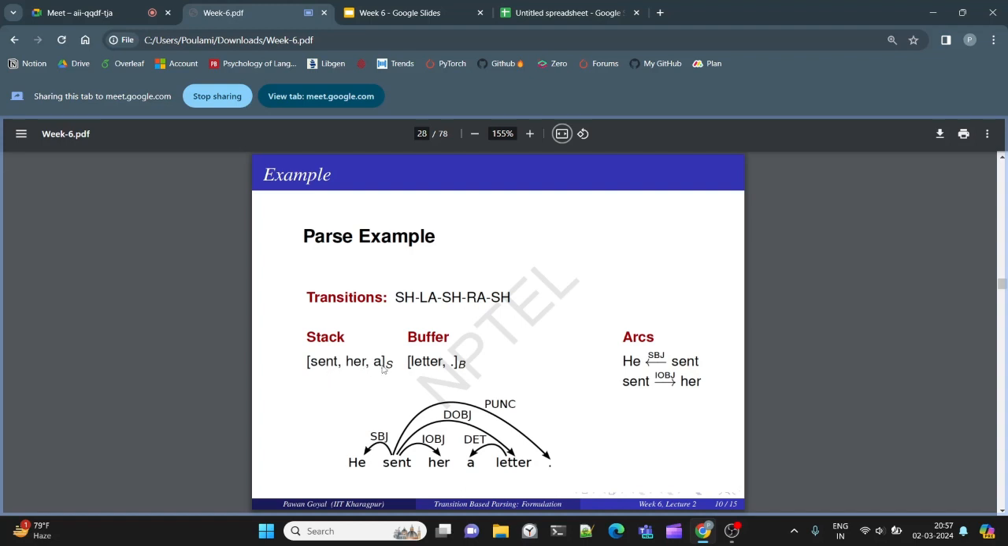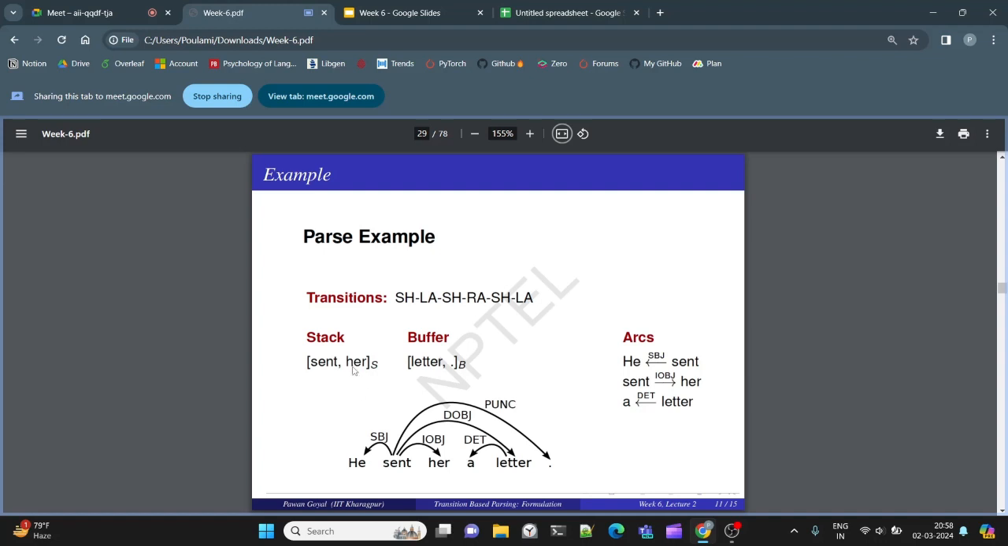Now we again see that a and letter are connected. The connection is a left arc, so I do a left arc over here. Finally, sent is not the top of the stack, however it is connected to the top, so there is a connection between sent and letter. Letter is on the top of the stack. So in this situation, we do a reduce operation, and we reduce her over here.